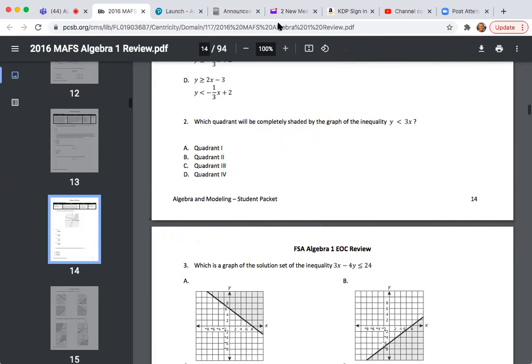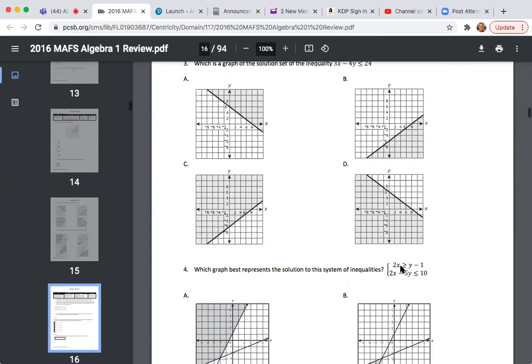All right, everybody. So here comes the next one, okay? Apparently, we're just doing inequalities today. But this is a good review, though. This is a good review.